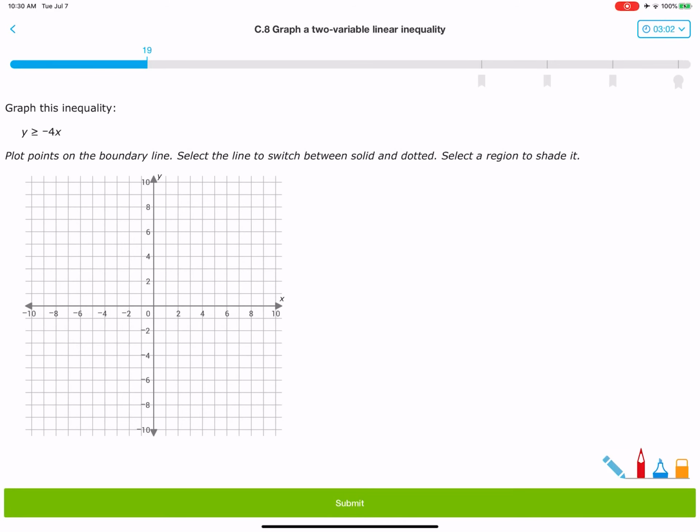Okay, now this is two variable. So now our equation is kind of in y equals mx plus b form. There is no b, so we're going to start at 0. So we'd start at 0 on the graph, and our slope is -4. So that means that we would go down 4. So we go down 4 and to the right 1. Okay?